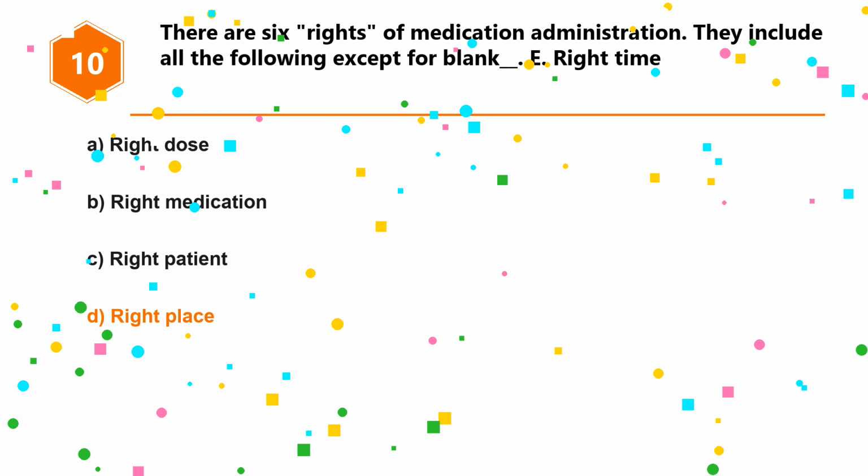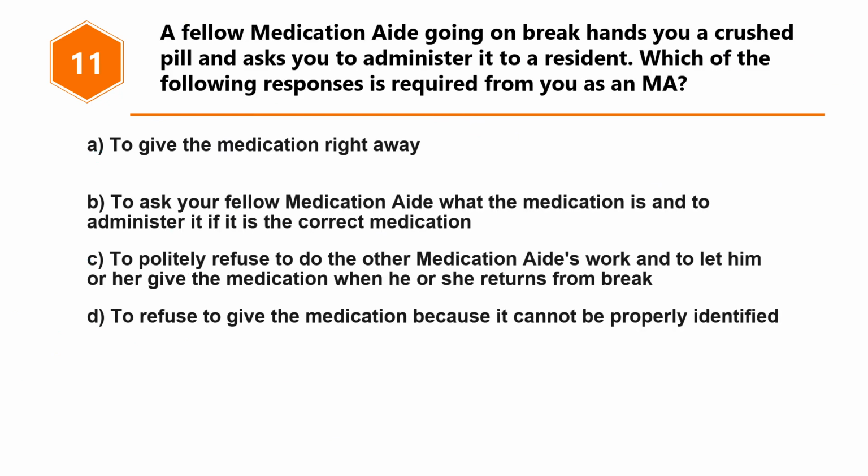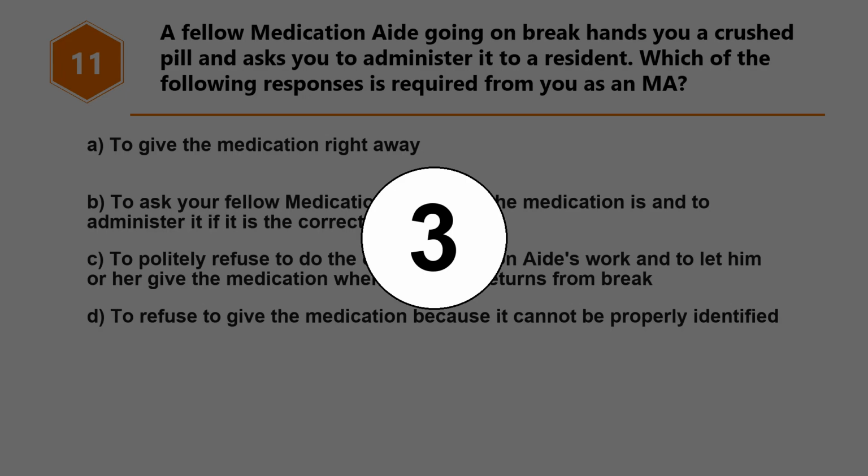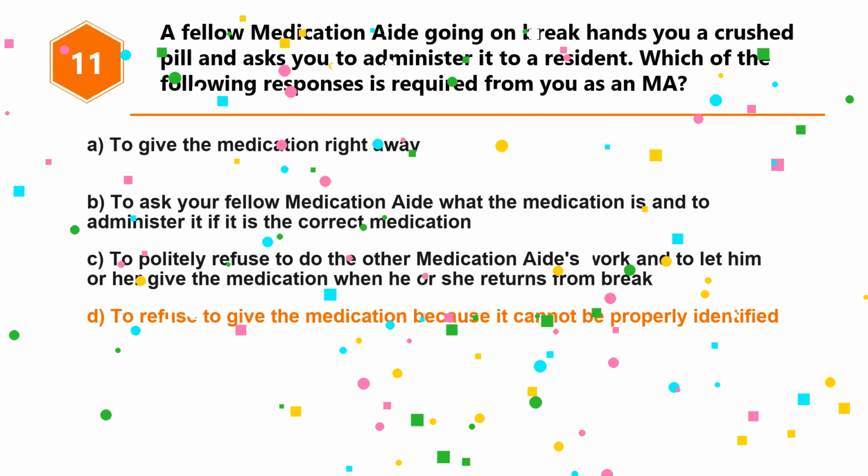Right place. Question 11. A fellow medication aide going on break hands you a crushed pill and asks you to administer it to a resident. Which of the following responses is required from you as an MA? Option A. To give the medication right away. Option B. To ask your fellow medication aide what the medication is and to administer it if it is the correct medication. Option C. To politely refuse to do the other medication aide's work and to let him or her give the medication when he or she returns from break. Option D. To refuse to give the medication because it cannot be properly identified. The correct answer is option D. To refuse to give the medication because it cannot be properly identified.